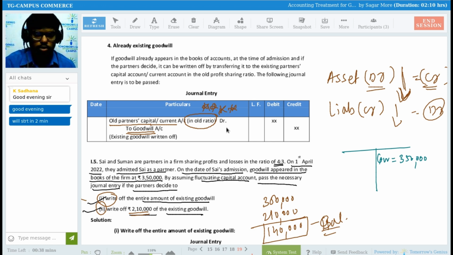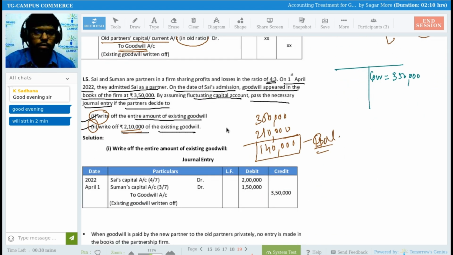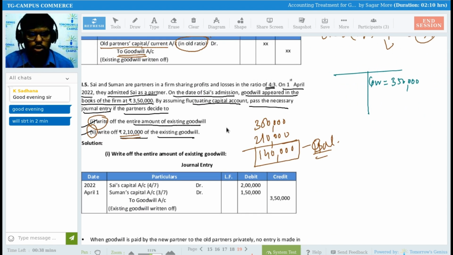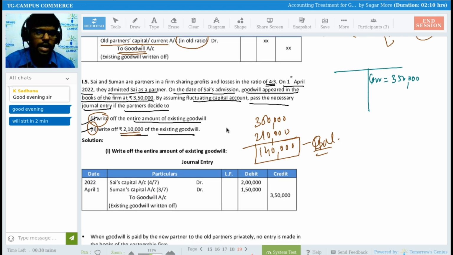That is the entry. Now I'm coming to this question. First is writing off the entire amount of existing goodwill. If I'm writing off the entire amount of existing goodwill, which entry will I be passing?